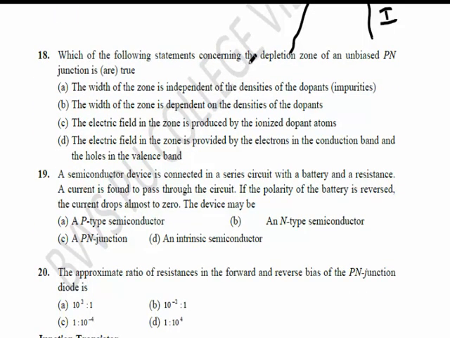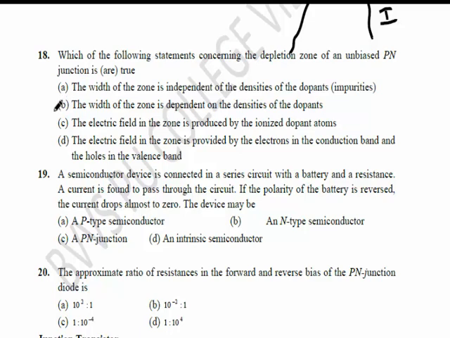Which of the following statements concerning the depletion layer of an unbiased PN junction is true? There may be one statement true or two statements true. See here, which of the following statements is correct for the depletion layer? Width of the zone is independent of density of dopants, impurities. Not correct. Width of the zone is dependent on density of dopants. Okay, correct, because the width of the zone is dependent on the density of dopants.